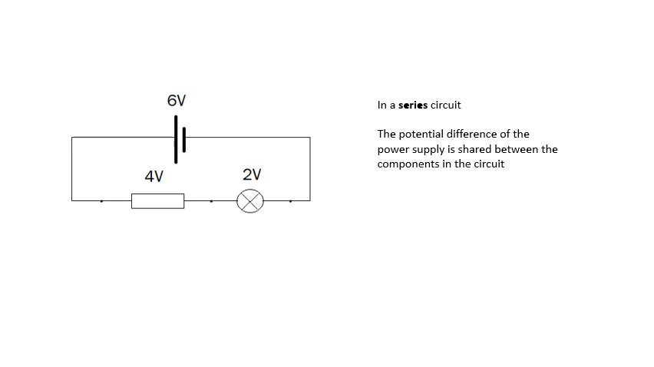There's a couple of rules for voltage which you should definitely remember. Even if you don't understand why, just remember them. Now, in a series circuit where you've got components one after the other, the potential difference of the power supply is shared between the components in the circuit. So if the power supply is 6 volts, then in this case 4 volts plus 2 volts equals 6 volts. The voltages across the components have to add up to the power supply voltage in a series circuit.